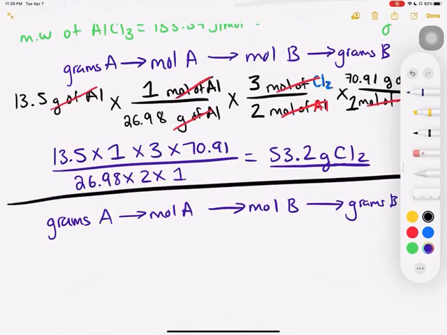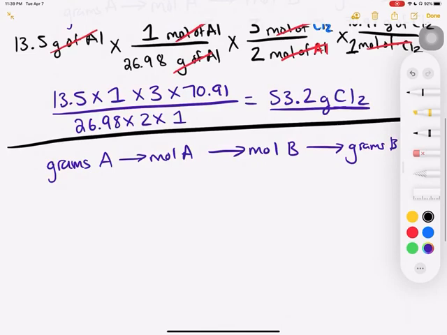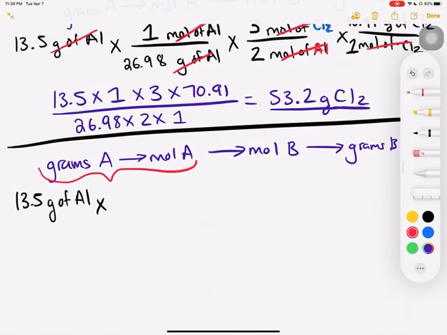New problem. I'm going to take the same given number, 13.5 grams of aluminum, and start doing the conversions. The first conversion is grams of A to moles of A, so grams of aluminum to moles of aluminum. That's grams to moles. Where am I going to get these numbers? What's the comparison between moles and grams?